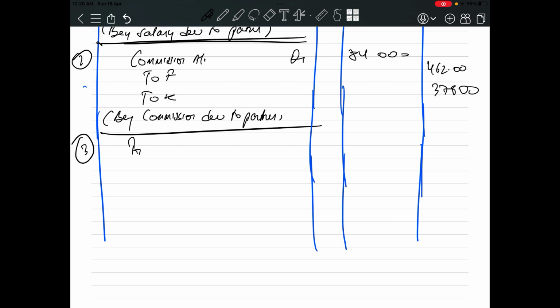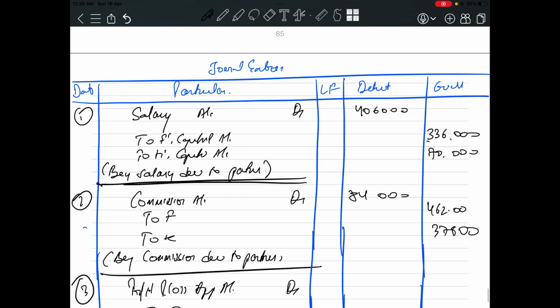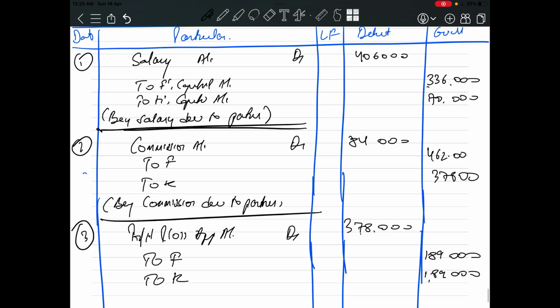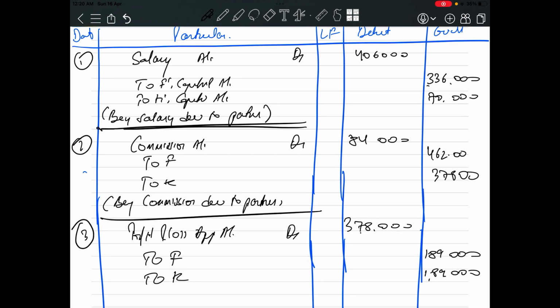Profit and loss appropriation account debit to F, to K. What is the amount of profit? 1,89,000 each. 1,89,000, 1,89,000, and the debit side will have 3,78,000. Done. So these are the three entries which we will pass in regards to the question requirement.